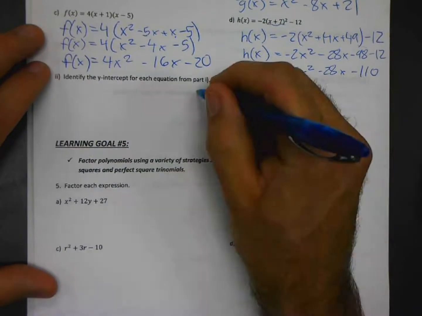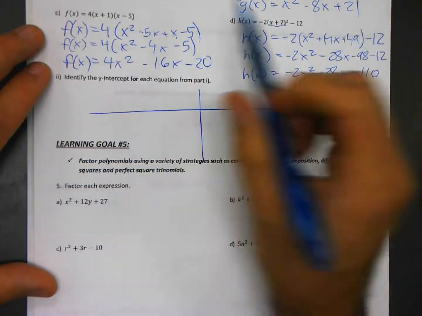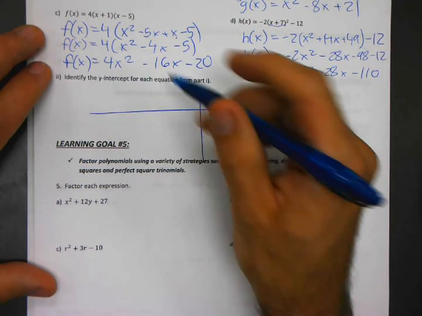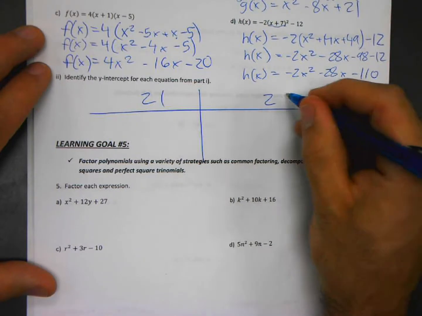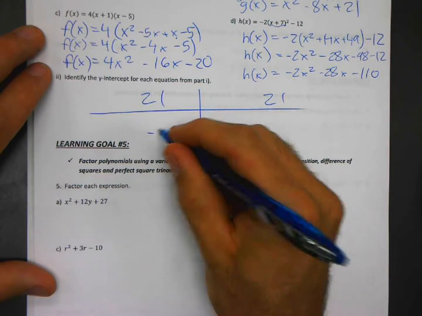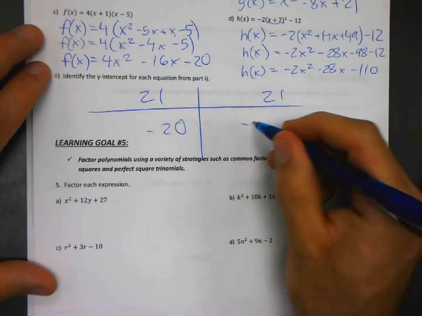Okay, y-intercepts for all of these. I'll just do them in order. So here's A, 21. Here's B, 21. C is negative 20. The last one's negative 110.